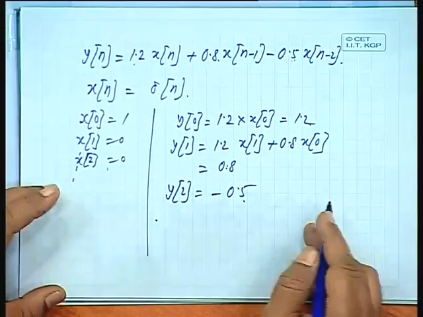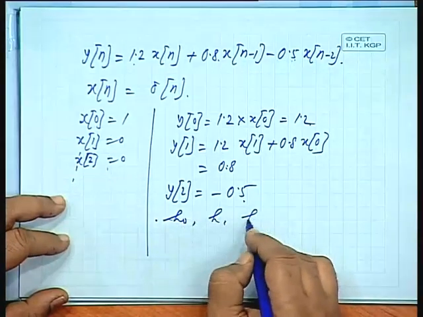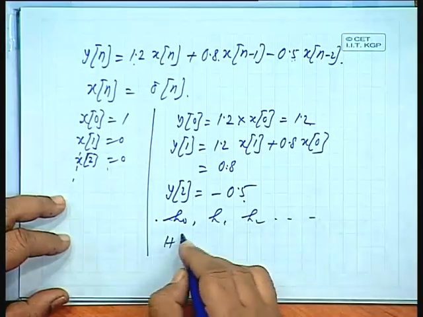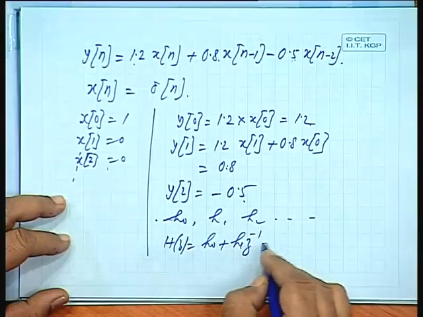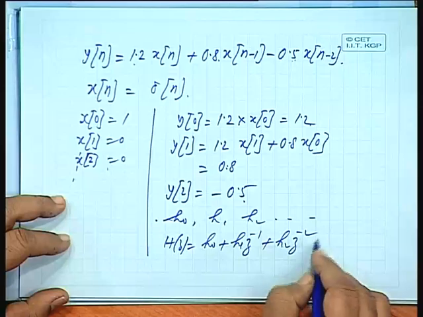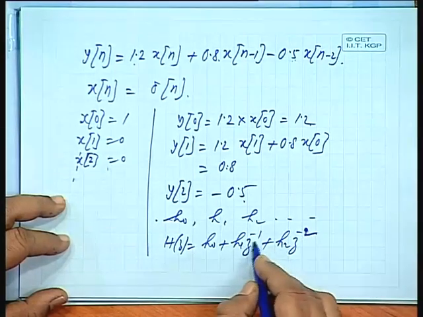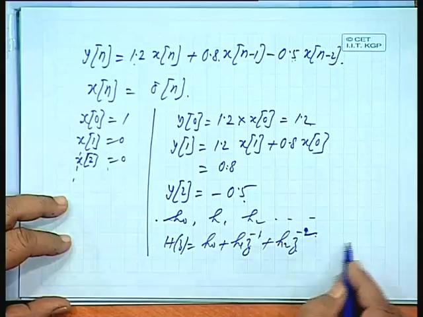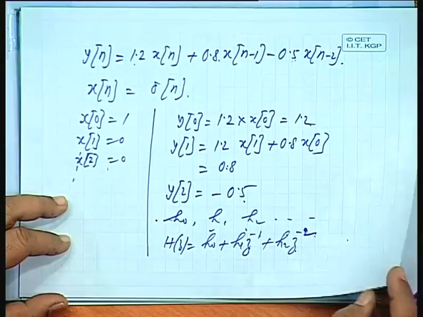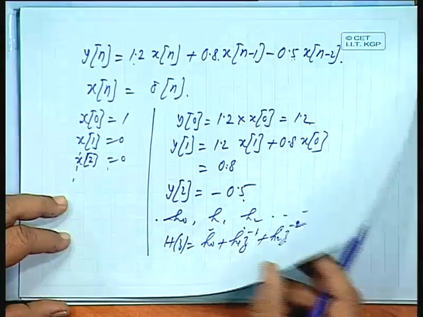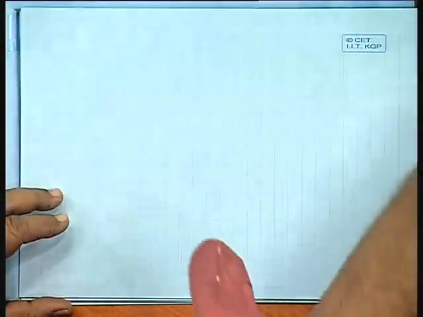H(z), if it is given only in the numerator form, will be H0, H1, H2 and so on. So, H(z) is H0 plus H1 z inverse plus H2 z to the minus 2. So, in the filter coefficients, that is the coefficients of z to the minus 1, z to the minus 2, you get the impulse response terms. These terms denote basically the response at different instants for an impulse input.